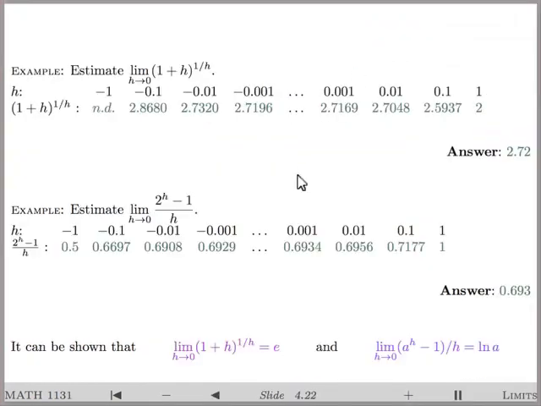So the moral of the story is that trying to estimate limits by tabulating doesn't always tell us the exact limit, but if we're willing to accept approximate answers, that's fine.